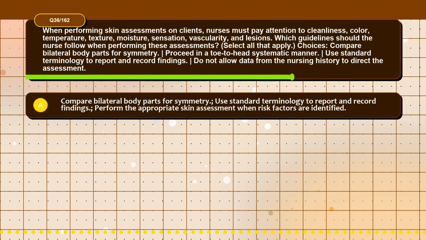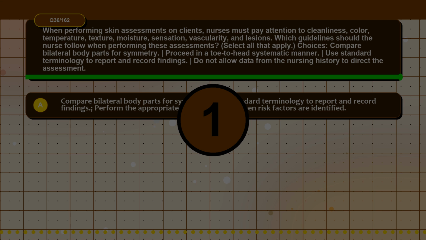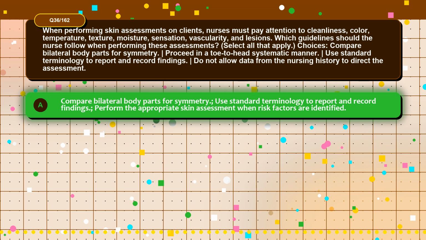Here are the options. Option A. Compare bilateral body parts for symmetry. Use standard terminology to report and record findings. Perform the appropriate skin assessment when risk factors are identified. The correct answer is option A.